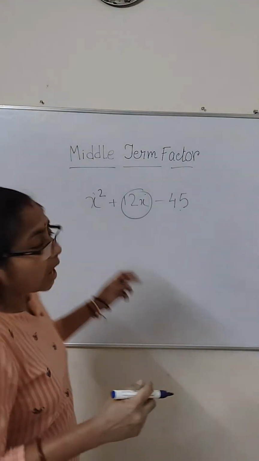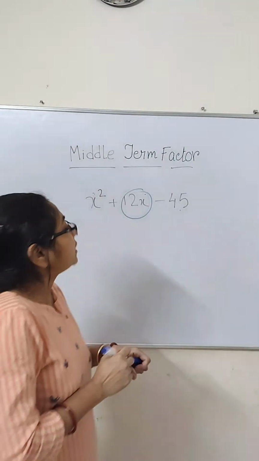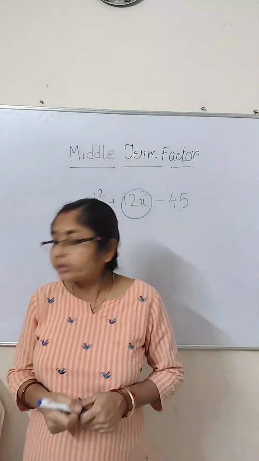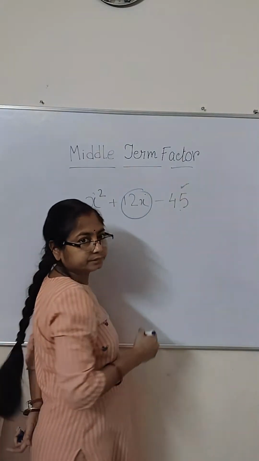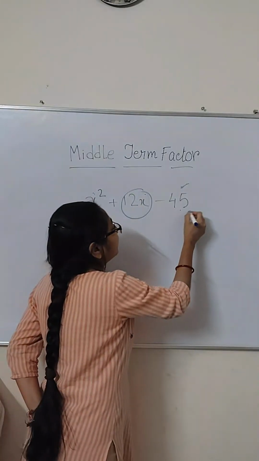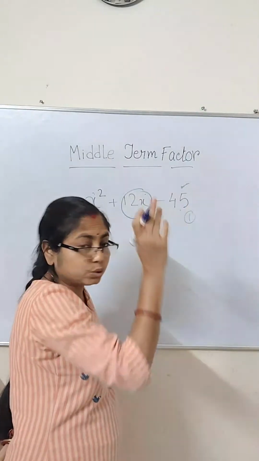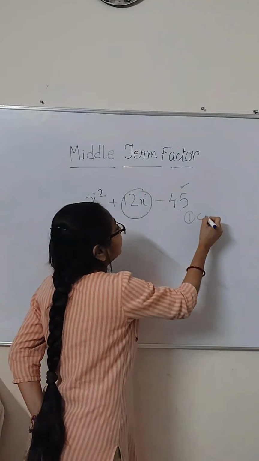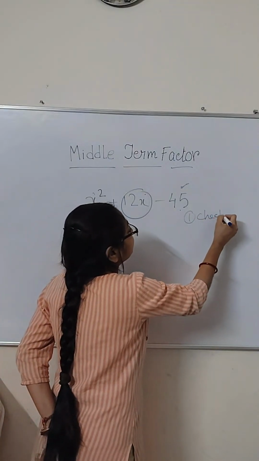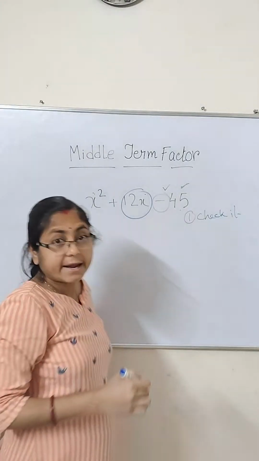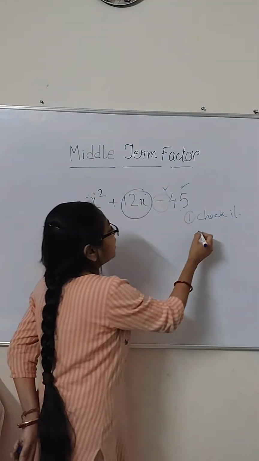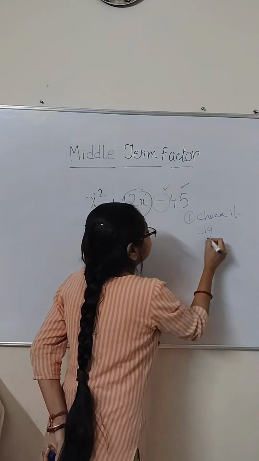Now, how can I do it? First, in the middle term factor, you check two things. Number 1, check the third number. And check the sign also. Check sign.